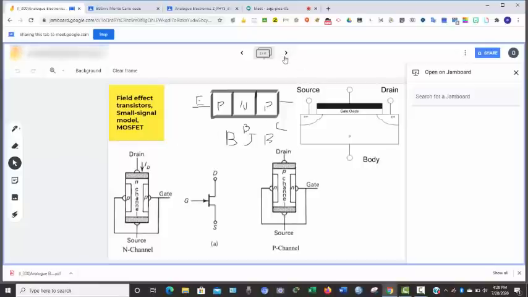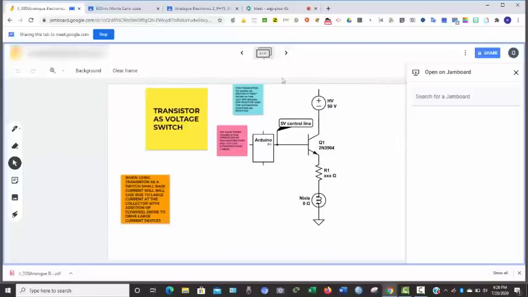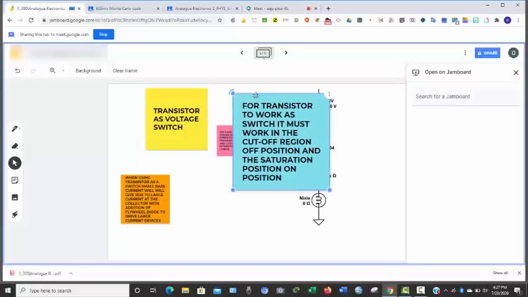So we look at this. That's a PNP. So we want to look at the transistor as a voltage switch. A transistor can be used as a voltage switch, and if you look at what I have here, for a transistor to work as a switch, it must work in the cutoff region, the off position, and the saturation region, the on position.